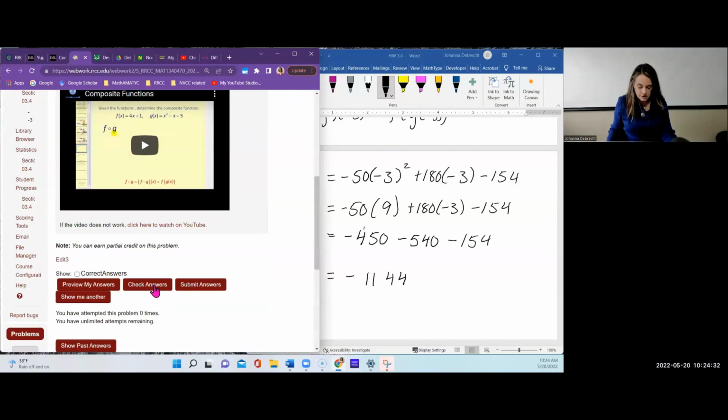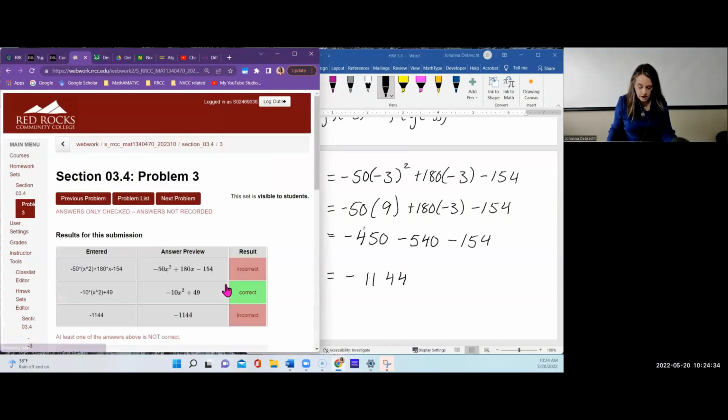Let's check our answers. Uh-oh, I've made a mistake somewhere. Let's go back and see where I made the mistake. The mistake is almost certainly with the first one, because that would have affected the second one. Let's go back and see if we can find where I made the mistake.